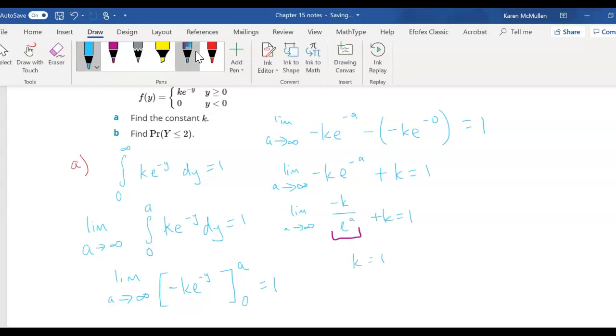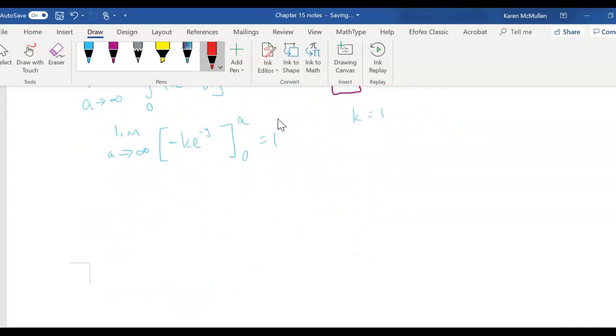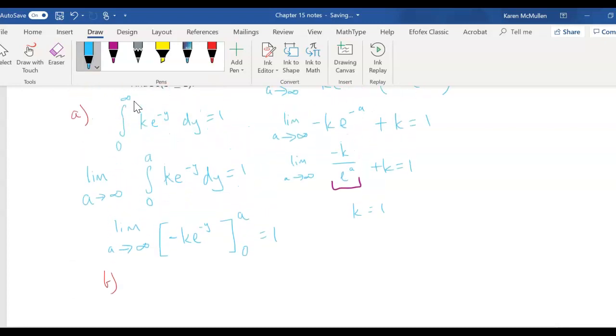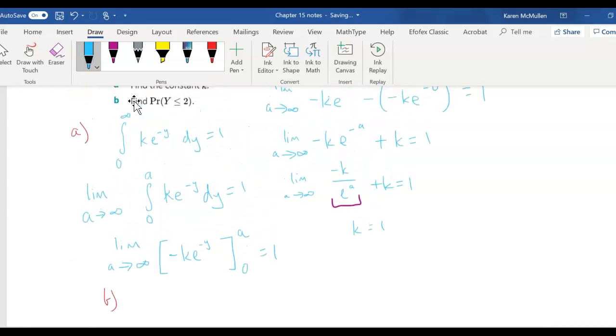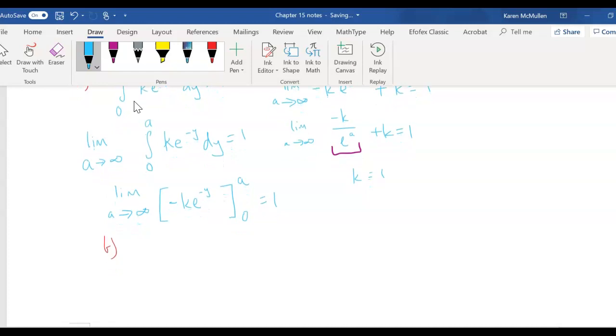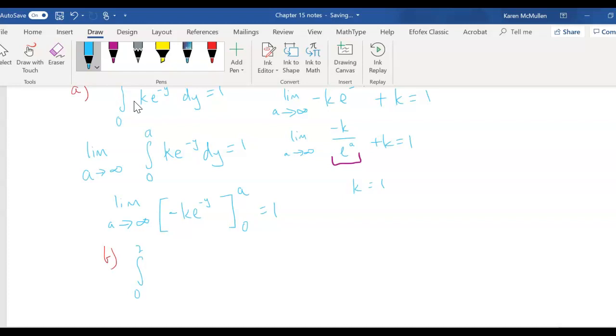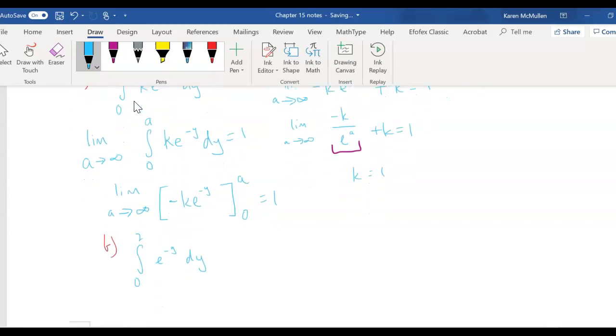All right, let's quickly do b. Do I have space down here? I do. In part B, we're finding the probability that y is less than or equal to 2, so 2 is going to be our upper limit. And we now know k is equal to 1, so I don't need to write it in terms of k. I can just write e to the negative y dy and just solve that.